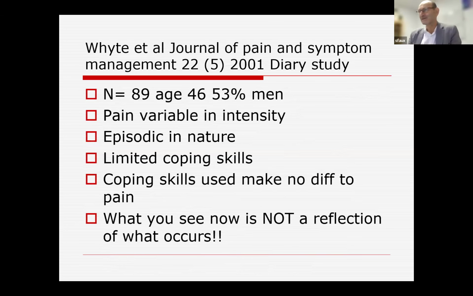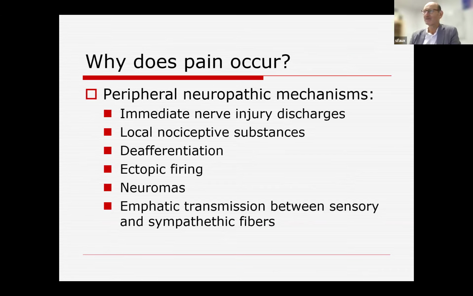So in a diary study of 89 people aged 40 or above, pain was variable in intensity. It was episodic in nature. It affected coping skills. And what you see now is not a reflection of what occurs. Because this is a diary study, these reports may not have been reflective of what happened to the pain over time. So why does phantom limb pain occur?